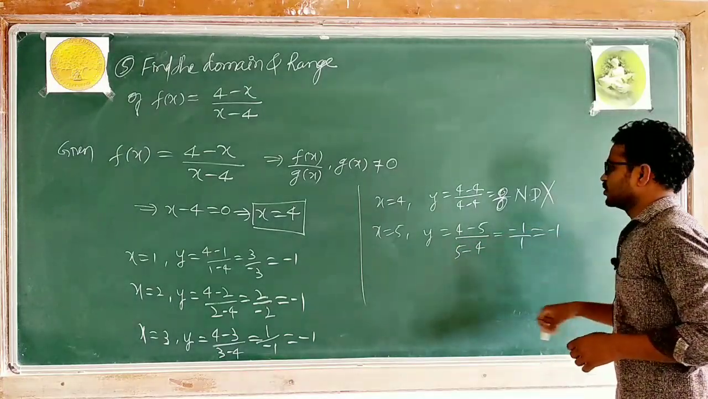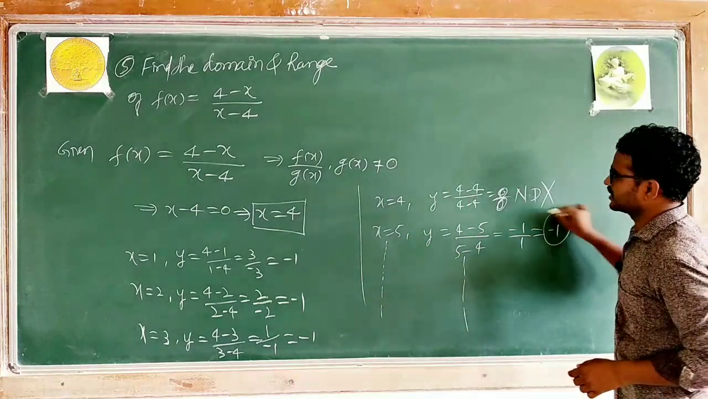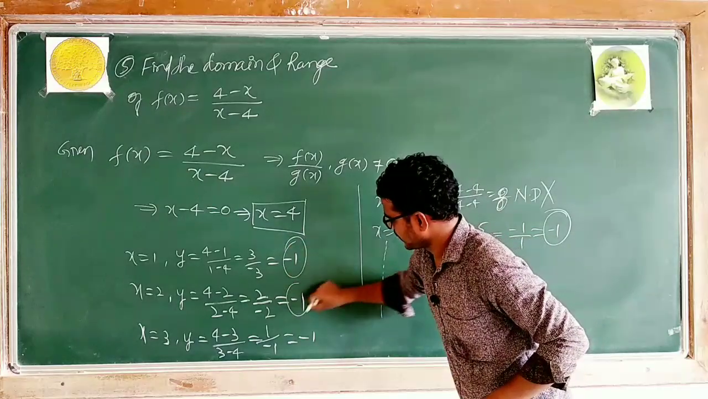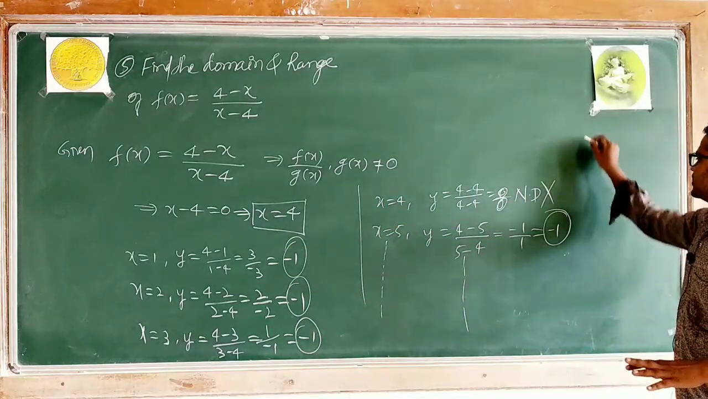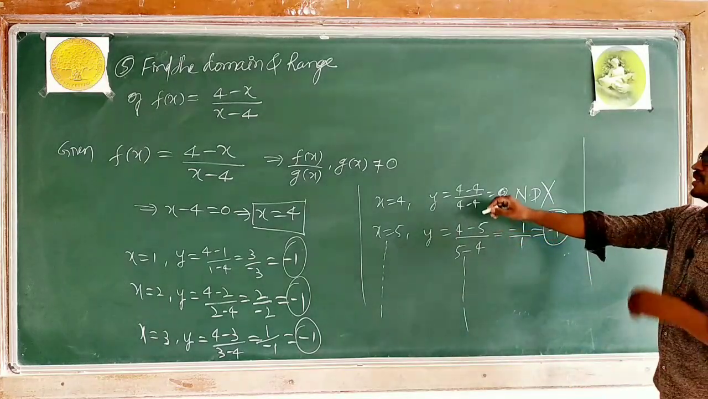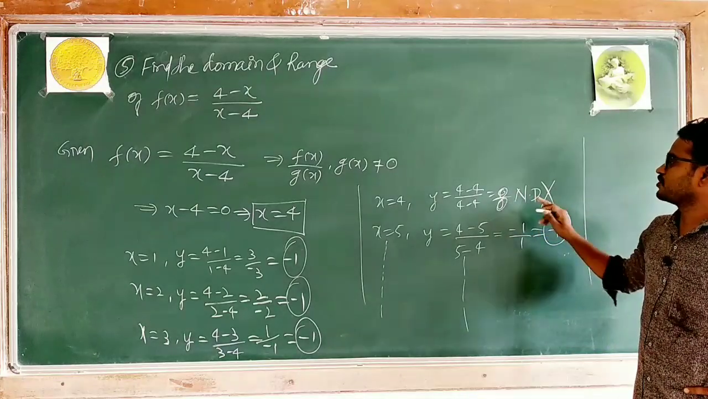Is it minus 1? You can take any value of x, you will get y value minus 1 always. You can take fraction values also, you will get minus 1 only. Means what is the domain? Domain is set of real numbers excluding 4, because in the case of 4, function is not defined.